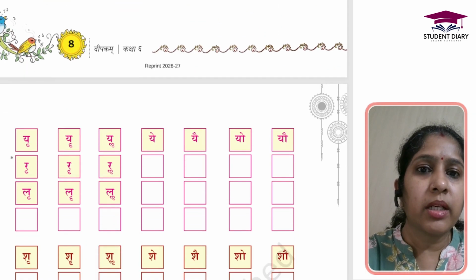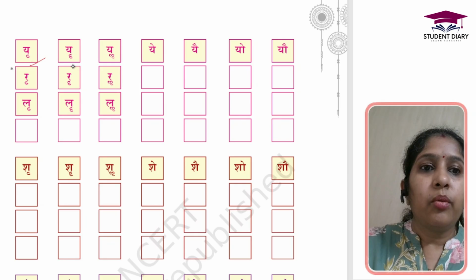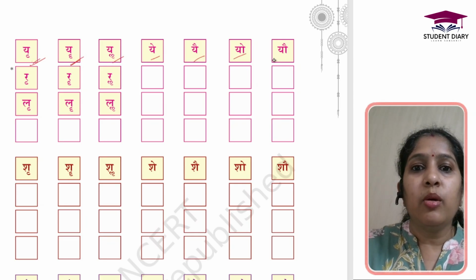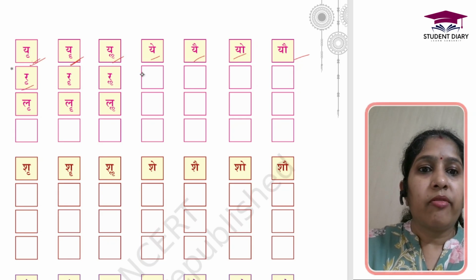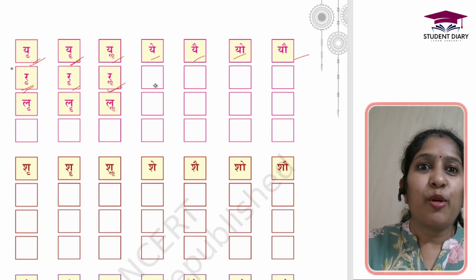So same way you can make for all the matras, correct? I hope everyone has understood till here. Now for the next one, we have to make the ru. So yuru, ye, yai, yo, yoho. Same way for ra, if you have to make, so it'll be ru. It's a very weird kind of sound, ru.